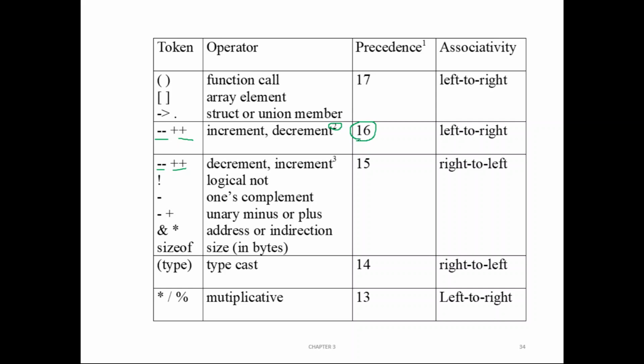So again, if the expression has more than one post increment or post decrement, then it will execute in left to right order. Okay, and the next priority goes to pre decrement and pre increment, and logical not, this tilde symbol, which means one's complement of the number. I think you might have learned what one's complement is. One's complement means converting all ones to zeros and all zeros to ones.